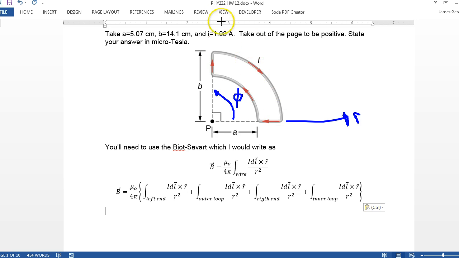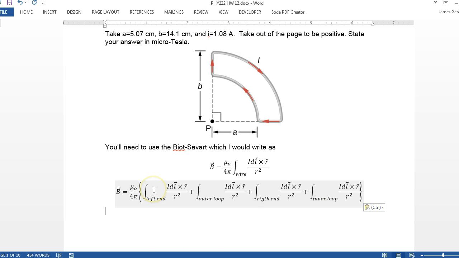And here phi varies, but R is constant. And again here R varies, but phi is constant. Phi varies, R is constant. So we can divide it into these four pieces and go over the left end, outer loop, right end, inner loop, in the direction of the current.